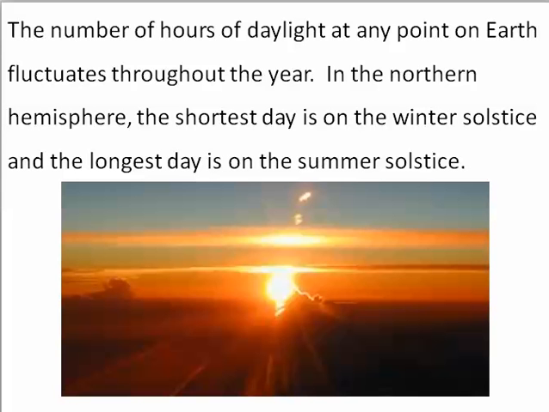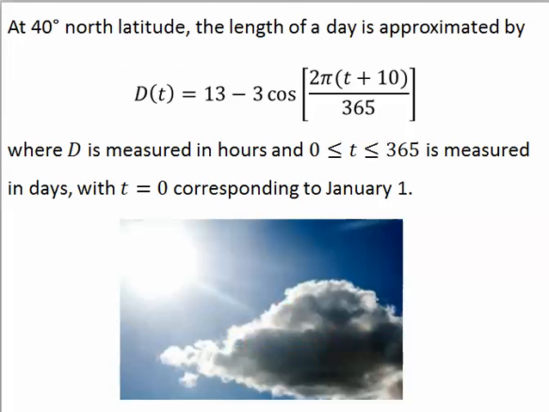3.6.65. The number of daylight hours at any point on Earth fluctuates throughout the year. In the northern hemisphere, the shortest day is on the winter solstice, and the longest day is on the summer solstice. At 40 degrees north latitude, the length of day is approximated by this daylight function, where D is measured in hours and T is measured in days.